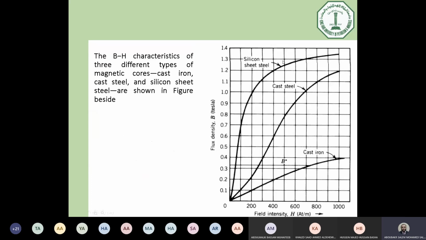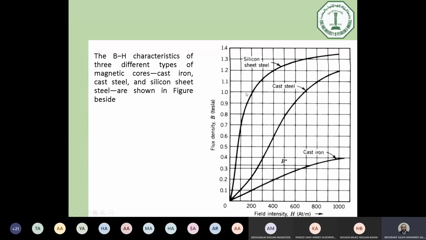Which one is better? We said the silicon sheet steel is better because at a small value of H, it can give a high value of B. This is a comparison between the three cores. However, for the silicon sheet steel itself, is it better to work in this region or in this region?